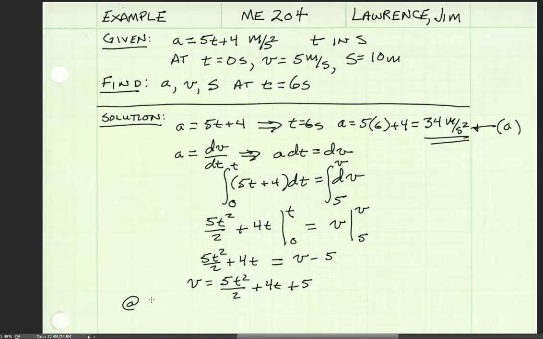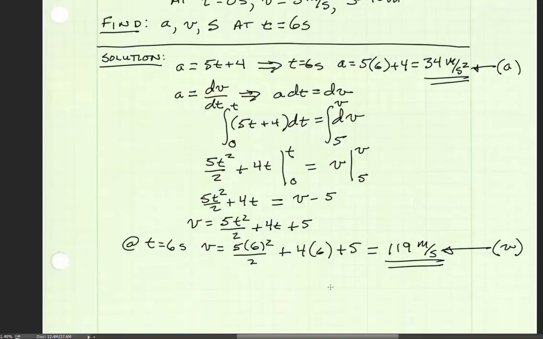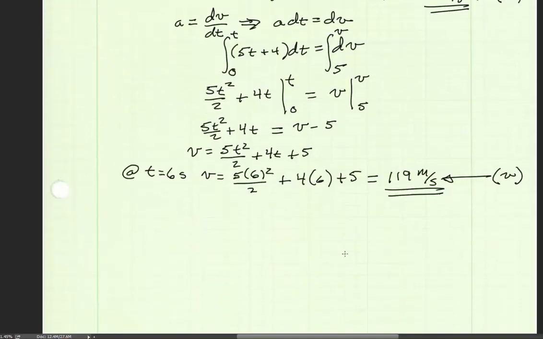So at time equals 6 seconds, my velocity is equal to 5 times 6 squared over 2 plus 4 times 6 plus 5, which equals 119 meters per second. That will be my velocity. Next, I need to figure out what my position is going to be.